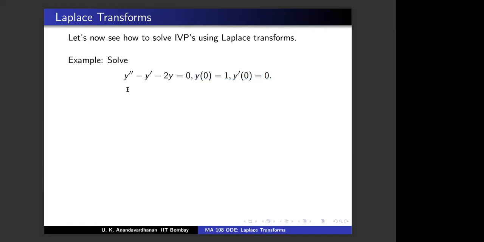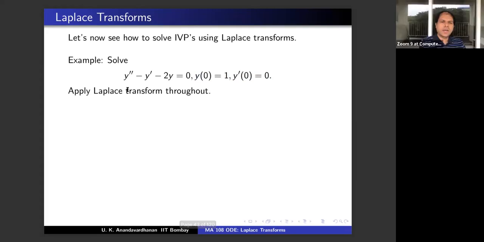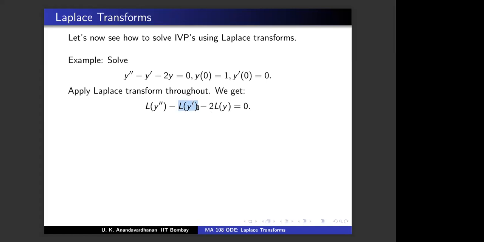Take Laplace transform of both sides. So take Laplace transform throughout and you are going to get L of y double prime minus L of y prime minus twice L of y. Why? Because L is linear. L is linear, so L applies like this, with scalar multiplication and addition. So you will get L of 0, which is 0. Now, what is the next step? What is L of y prime? It is s L of y minus y of 0.